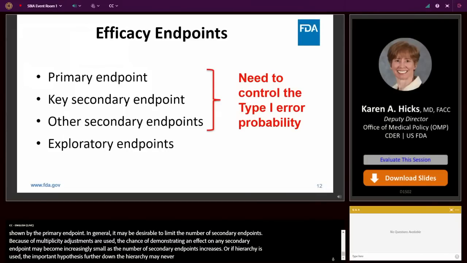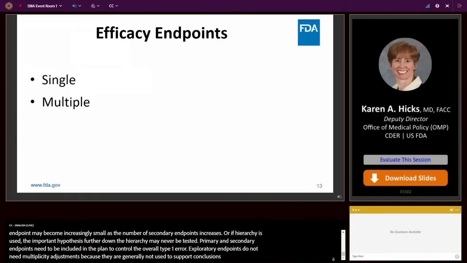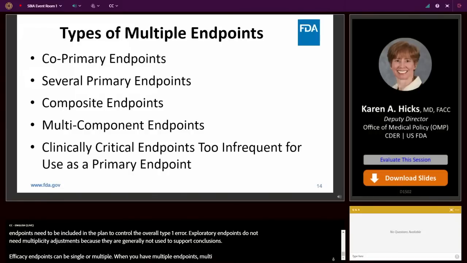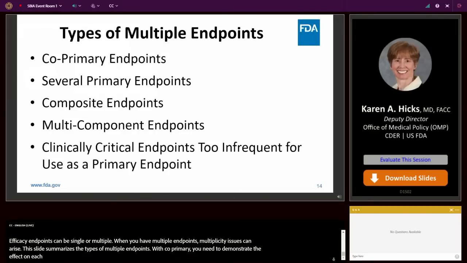Primary and secondary endpoints need to be included in a plan to control the overall type 1 error. Exploratory endpoints do not need multiplicity adjustment because they are generally not used to support conclusions. Efficacy endpoints can be single or multiple. When you have multiple endpoints, multiplicity issues can arise. This slide summarizes types of multiple endpoints. With co-primary endpoints, you need to demonstrate an effect on each co-primary endpoint. With several primary endpoints, you need to demonstrate an effect on at least one of the primary endpoints.